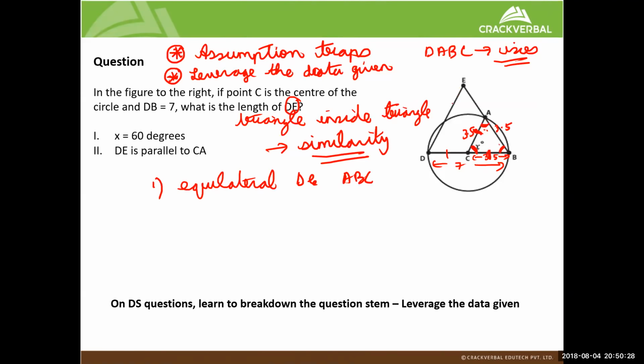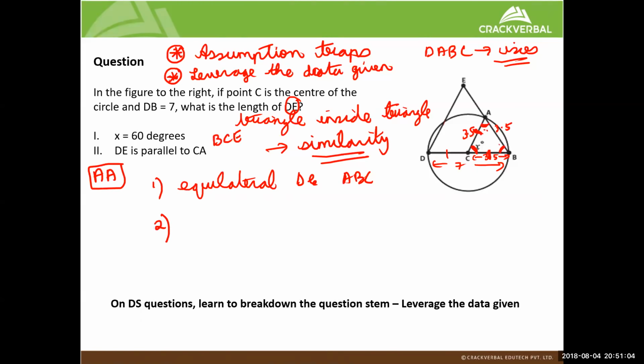Because for me to calculate the length of DE, I need to somehow prove that these two triangles are similar. And remember, for me to prove that two triangles are similar, I at least need two angles to be equal. And from this statement, I have absolutely no clue that the two angles are equal. You can't assume that AC and DE are parallel to each other just because they look parallel to you. So clearly the first statement is insufficient because it does not give me any information about DE. So out goes AD, I have BCE.